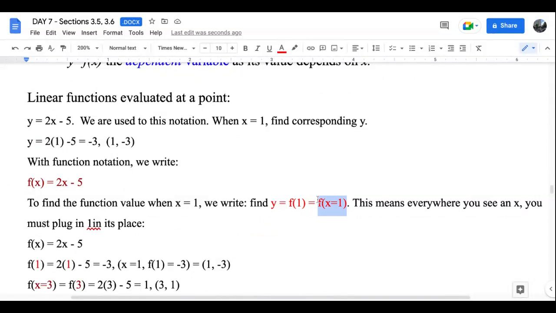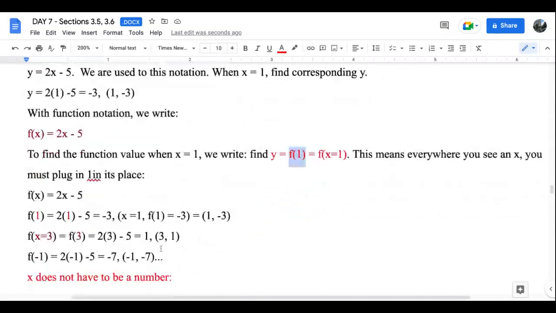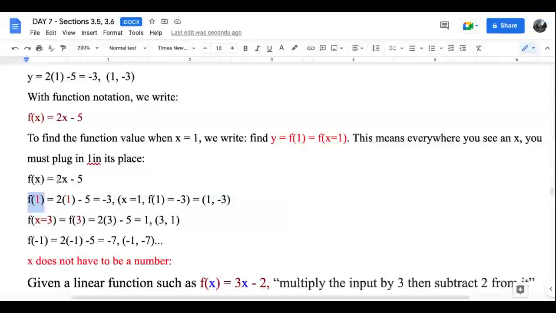That means f of x when x equals 1. By convention, we write this way. So we write f of 1, so now x is 1, the input is 1. So 2 times the input minus 5 equals negative 3. Right, so that gives us a point. x equals 1, f of 1 equals negative 3. That's an ordered pair or a point, (1, -3).